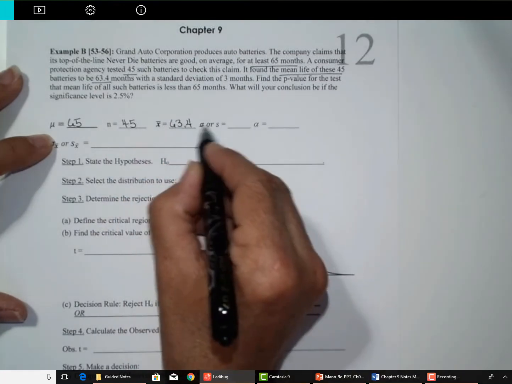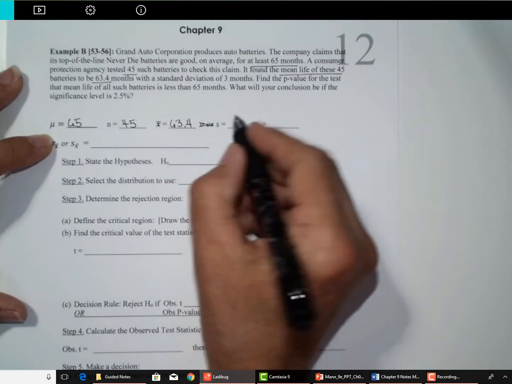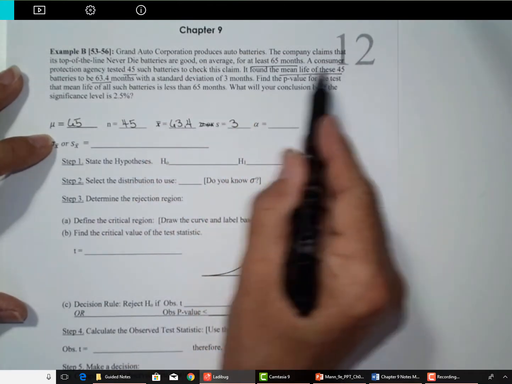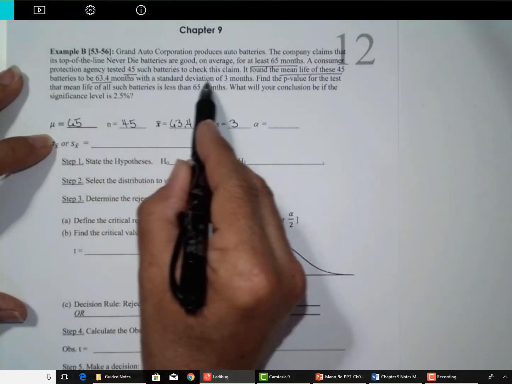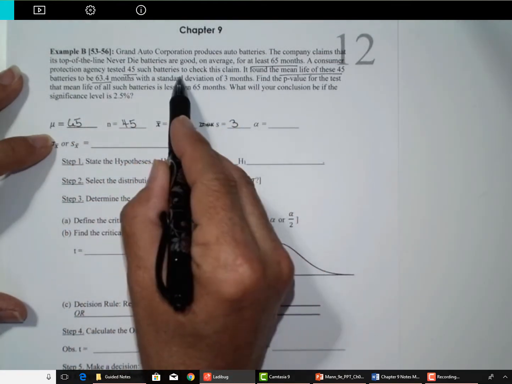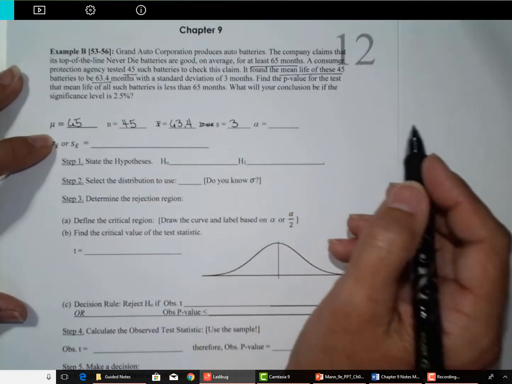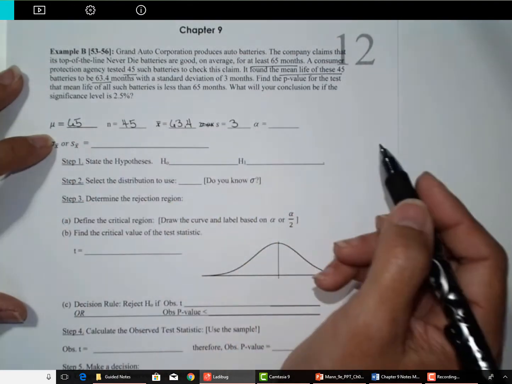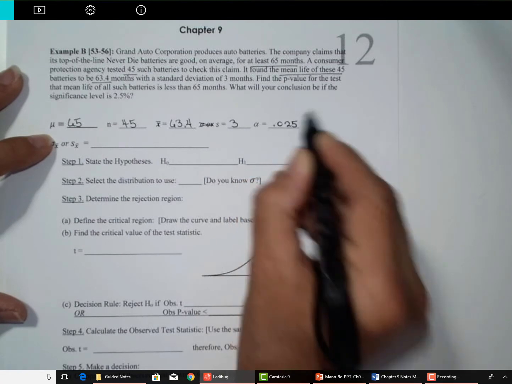We don't have the population standard deviation, so we have a sample standard deviation of 3 months. Remember, if it's talking about the sample and it says the average in that sentence and then keeps going and says standard deviation, that is a sample standard deviation, not a population. They'd have to tell you if it was population. Now, they want us to look at a significance level of 2.5%, so we'll represent that as a decimal, 0.025.